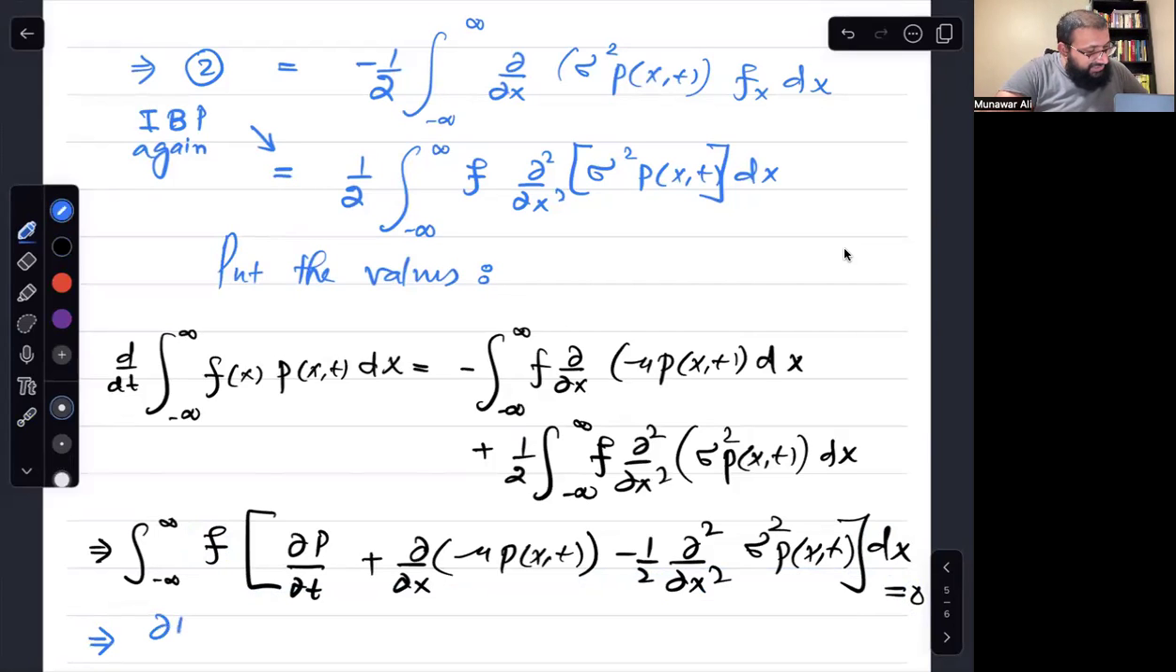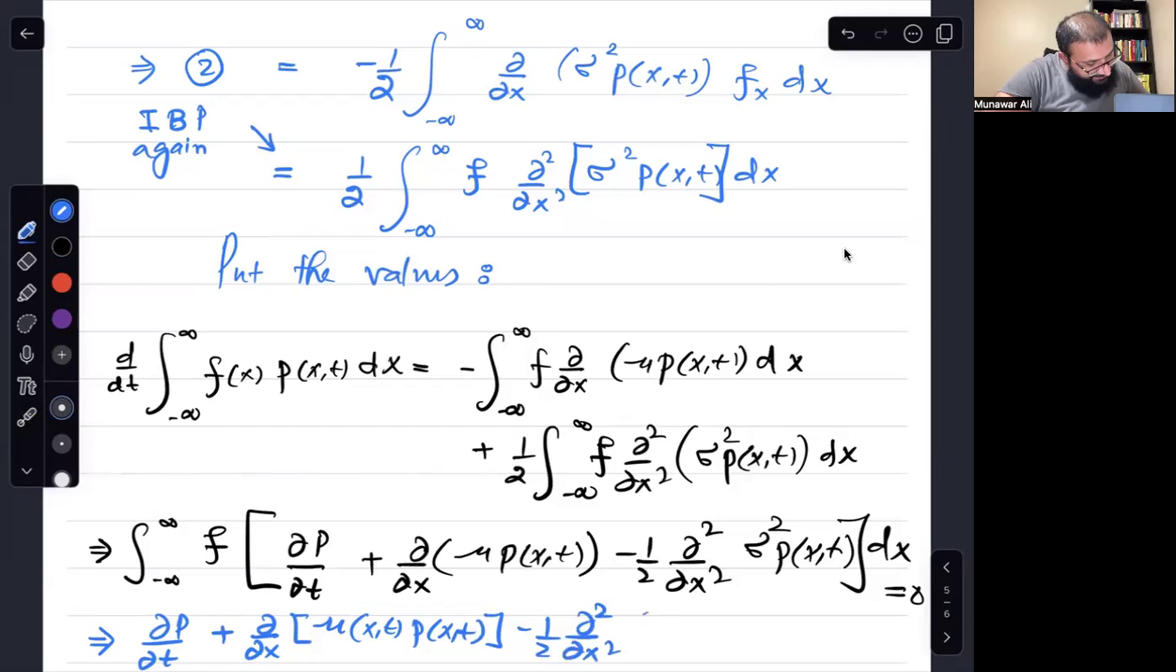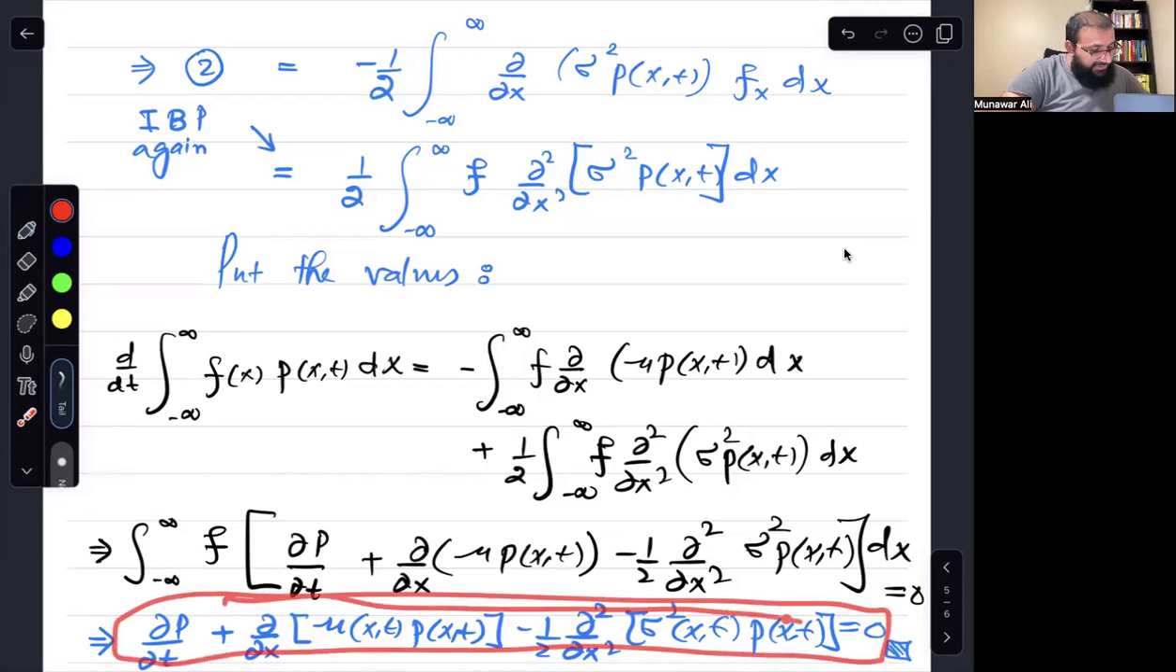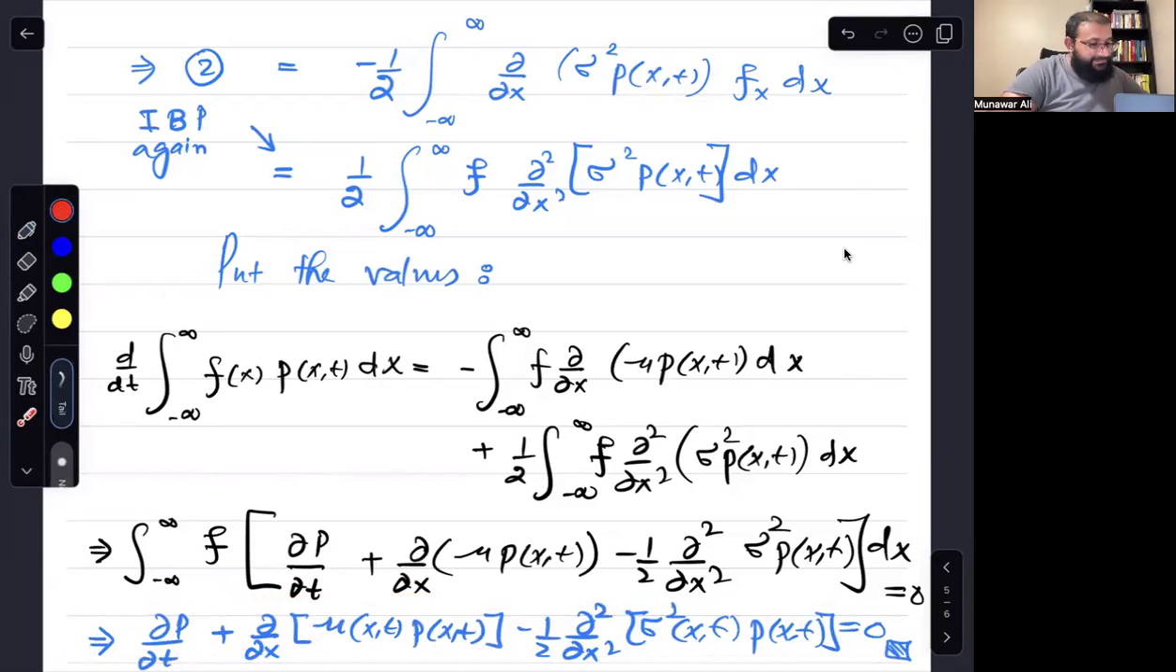It implies I have partial p by partial t plus partial by partial x of mu(x,t) p(x,t), because I can write this explicitly, minus 1/2 the second derivative of sigma squared(x,t) p(x,t) equals 0. And this is what I call, you can see, the Fokker-Planck equation. This is what I have proved so far using only a couple of pages.